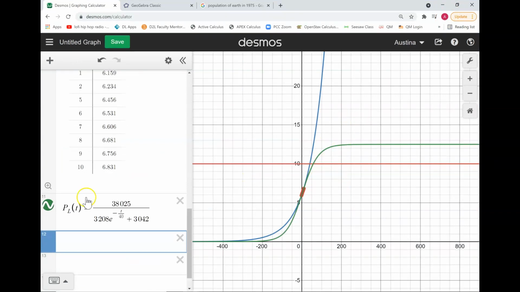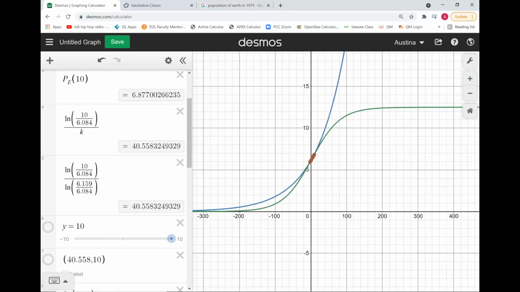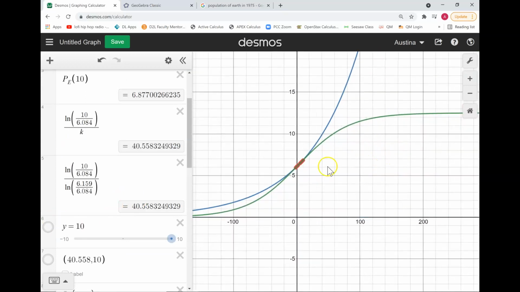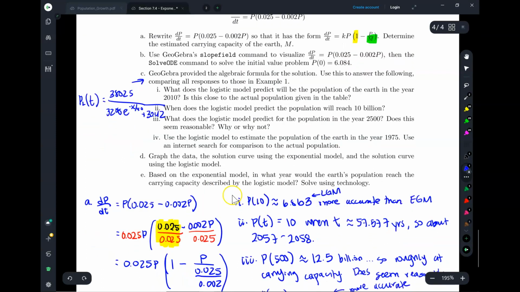I'm going to get rid of my 10 there so that we have 3 things to look at. We have the data, which is these red points here, then the exponential growth model in blue, and the logistic growth model in green. You can see that the logistic growth model seems more realistic to the actual population of Earth. It is nice to be able to see all of those in one.